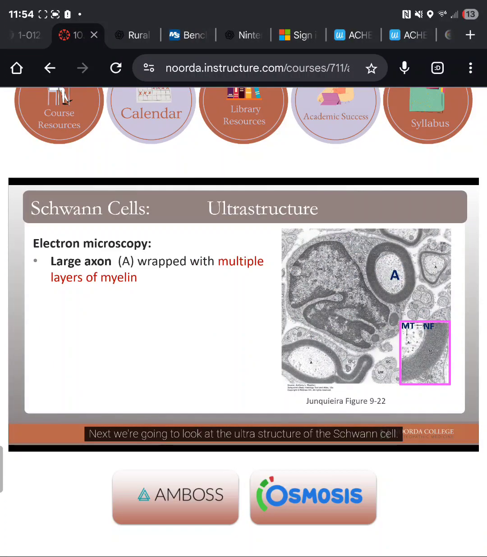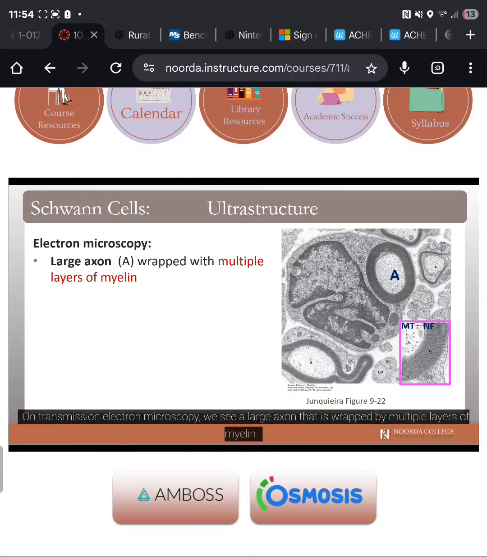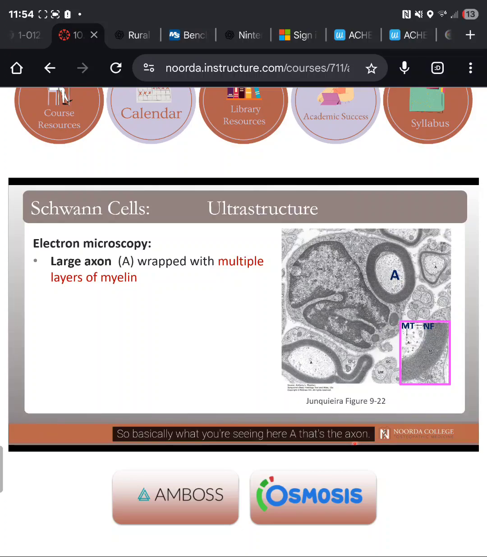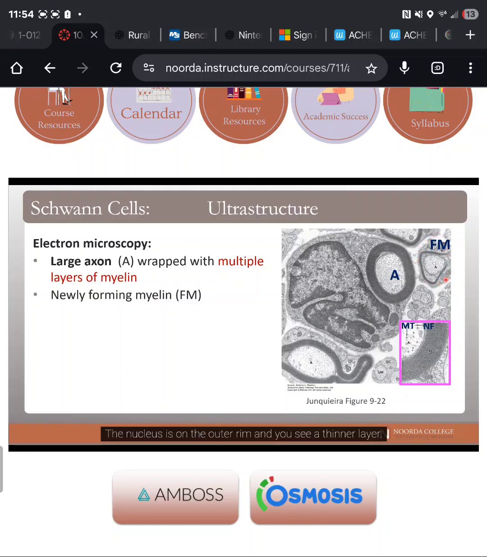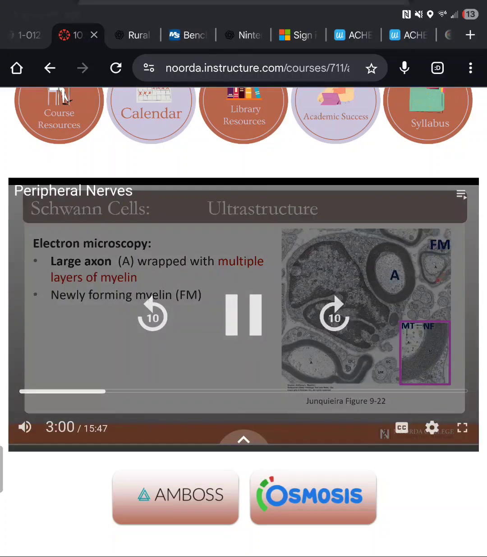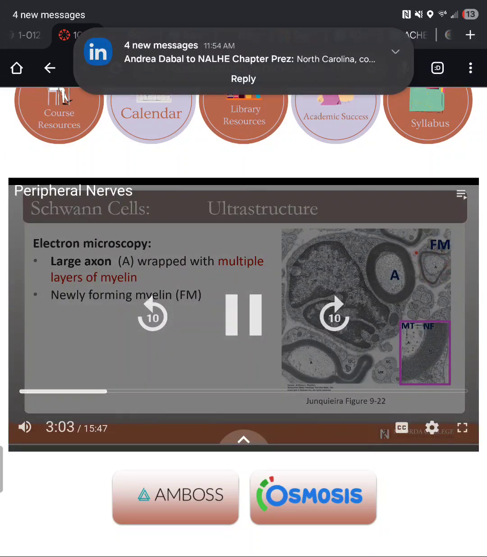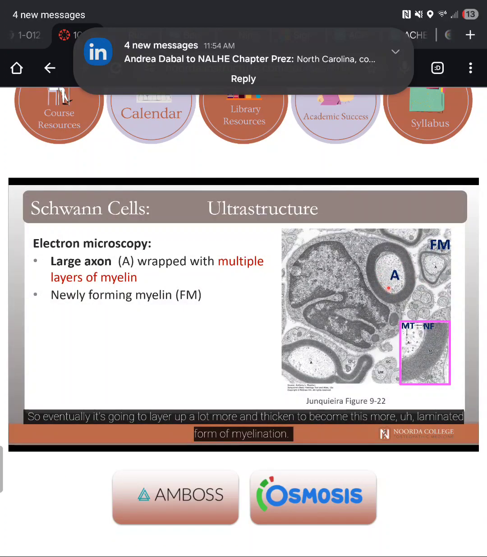Next, we're going to look at the ultrastructure of the Schwann cell. On transmission electron microscopy, we see a large axon that is wrapped by multiple layers of myelin. So basically what you're seeing here, that's the axon, and then you have numerous layers, which causes the thickening effect of that myelin layer. Newly formed myelin, which is also here, you can see that here's a Schwann cell on the outer rim, the nucleus is on the outer rim, and you see a thinner layer. So eventually it's going to layer up a lot more and thicken to become this more lamellated form of myelination.